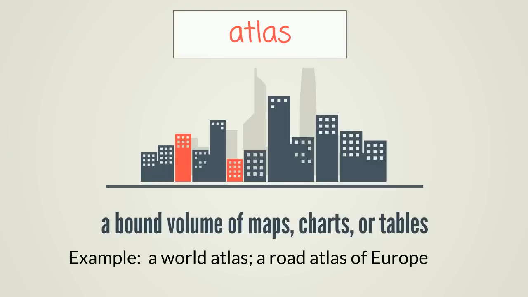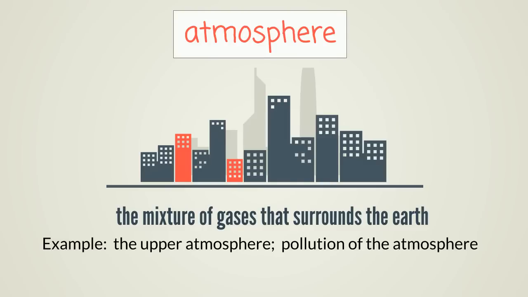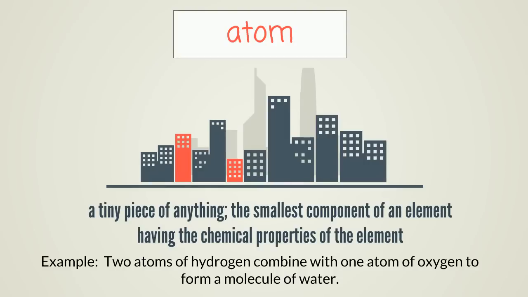Atlas. A bound volume of maps, charts, or tables. Example, a world atlas, a road atlas of Europe. Atmosphere. Example, the upper atmosphere, pollution of the atmosphere. Atom. A tiny piece of anything, the smallest component of an element having the chemical properties of the element. Example, two atoms of hydrogen combine with one atom of oxygen to form a molecule of water.